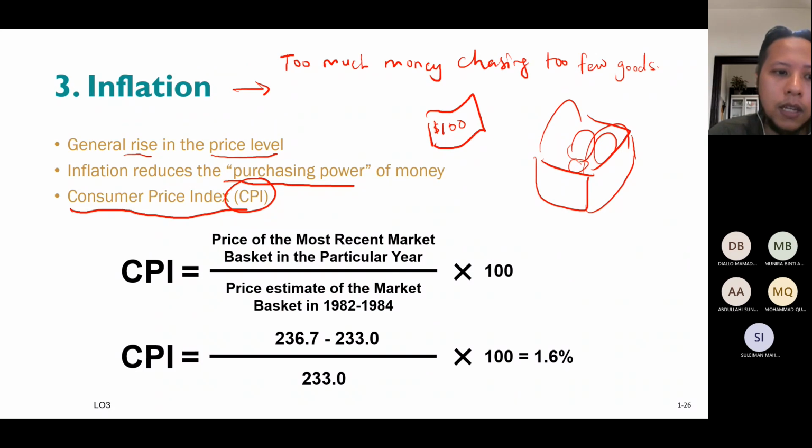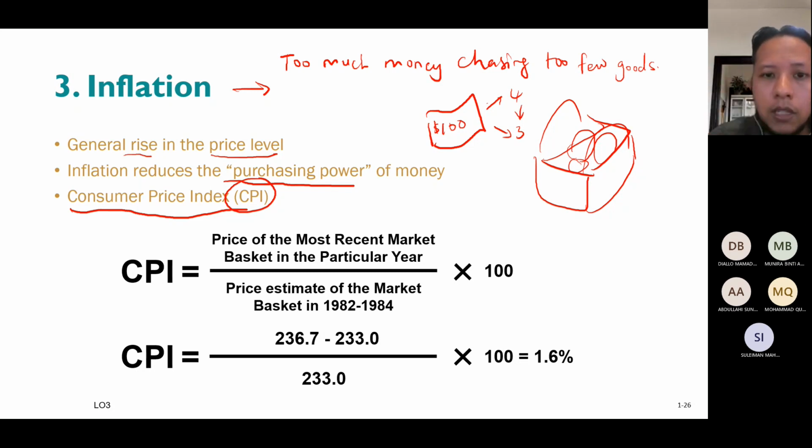Maybe you can only buy three items. So your purchasing power of 100 has reduced. Previously you could buy four, but now you can only buy three. So your purchasing power of that 100 reduced, because of the increase in price.